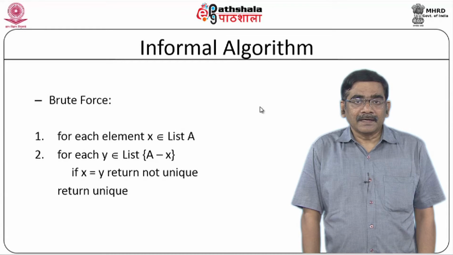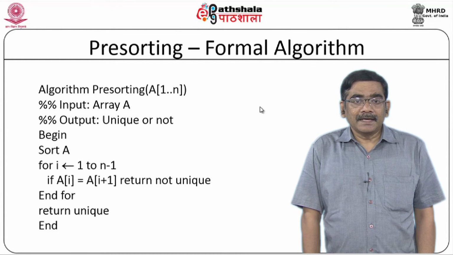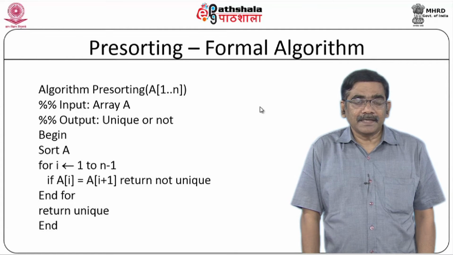We can simplify this problem using the transform and conquer technique, where we sort the elements, and once we sort the elements, the advantage is very simple. I have to compare only the adjacent elements and not all the elements of the entire list. So, this is going to be the formal algorithm of presorting. You can see exactly what is happening.